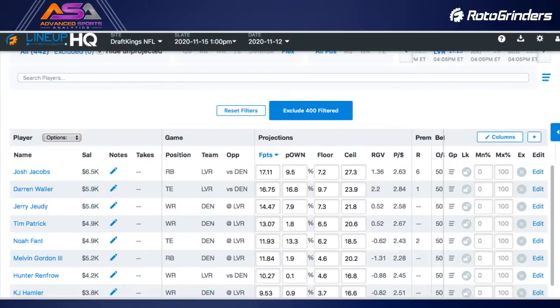It seems like this is a game I may want to target because it's going to be underowned, but it'll be very hard to figure out what pieces. To me, I see Jacobs under 10% and think, if I'm going to play anyone in this game, why don't I just play Jacobs as a one-off, not worry, and hope he gets 30 carries and just runs over the Broncos? Yeah, I think he makes sense as the most likely individual skill player to achieve a ceiling game. I'm pretty interested in the Las Vegas side.